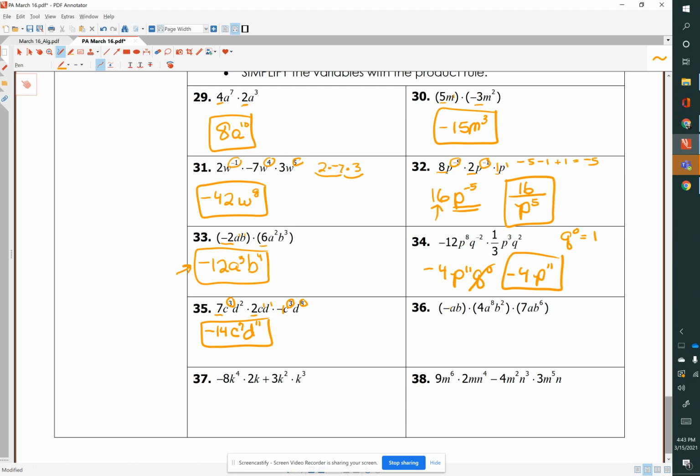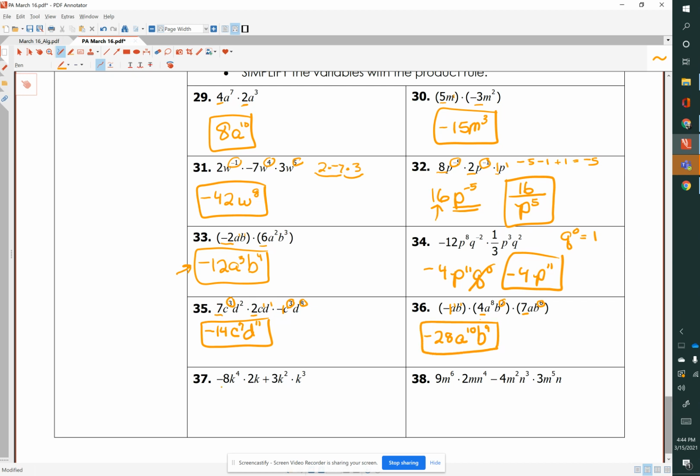Number 36, we have a negative 1, an invisible 1, 4, and a 7. Those are our coefficients. So negative 1 times 4 is negative 4. Negative 4 times 7 is negative 28. So for our A terms, we have 1 plus 8, that makes 9, plus 1 more makes a to the 10th power. Our B variable, we have 1 plus 2 more, that makes 3, plus 6 more, that makes 9. And as long as we don't have any negative exponents, that problem is completed.